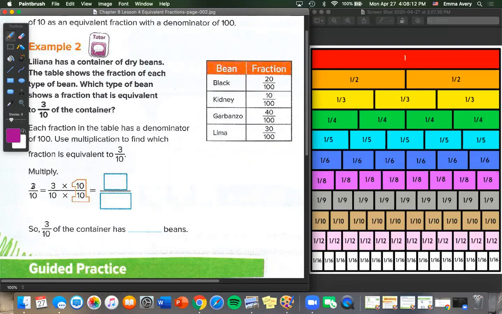Well, first we have to put 3 over 10 to have the same denominator as all of these other ones. And they're showing us 10 times 10 equals 100. And 3 times 10, well, we just have to add that 0. So 3 times 10 is 30. So 30 over 100 is equal to the lima beans.